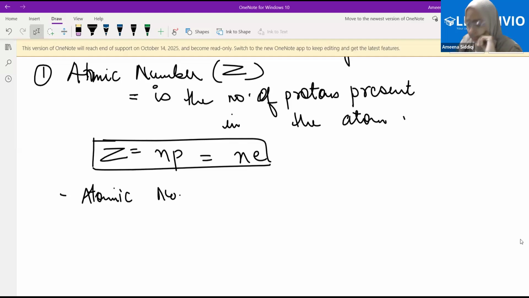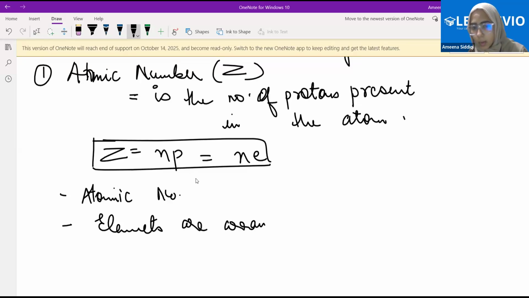Done, ma'am. Right. See, the next very, very important point that you should know here is that when we are having the periodic table, the elements are arranged in some order, and that order is nothing but the atomic number. So you can write it. Elements are arranged in the order of their atomic number.